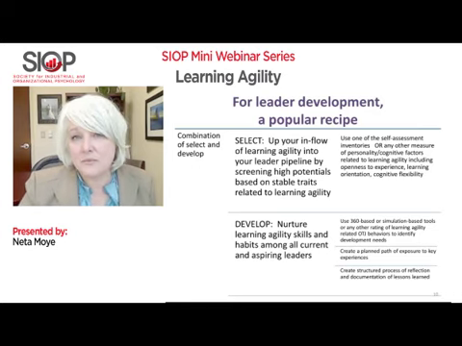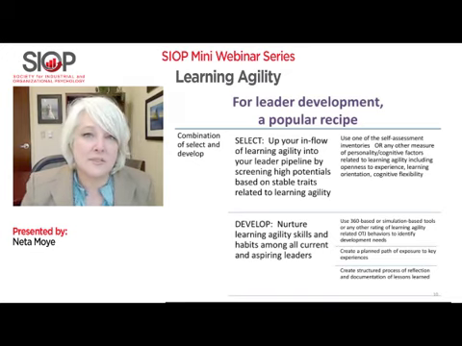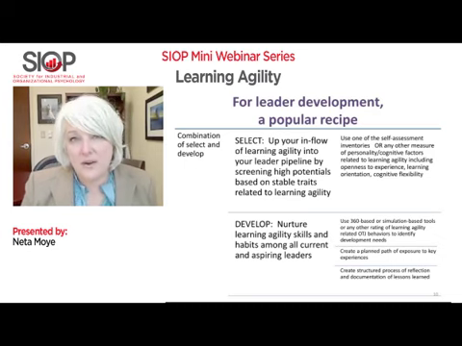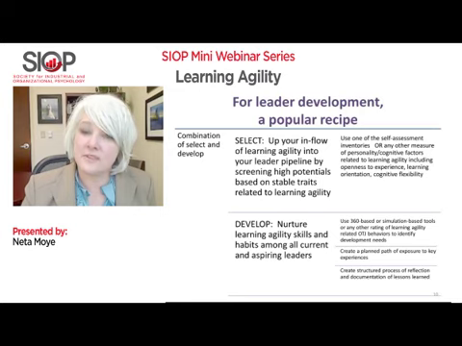And you would use this, most likely you would use the self-assessment tools to screen for that. You could use 360 ratings as well. But if you really want to get at the stable trait-based things, these self-assessment inventories are a good way to do that. And then you would develop from there. So you would develop your high potentials and maybe even all your current and aspiring leaders. So beyond selecting for it, you're going to focus on developing it.